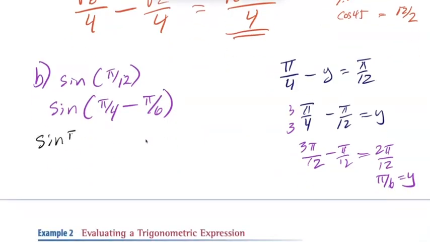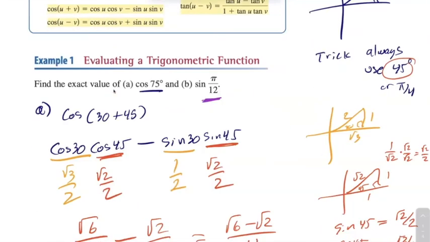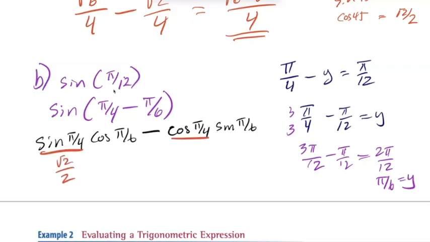Sine formula is sine of u cosine of v, sine of u cosine v minus cosine u sine of v. Then you flip it, sine stays, and you flip it to be cosine of pi over 4, sine of pi over 6. Now, just like before, sine and cosine of pi over 4 is just rad 2 over 2. Done. Pi over 6 is 30.